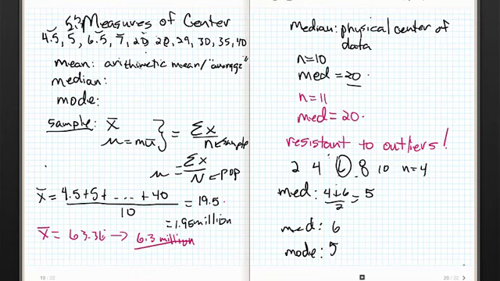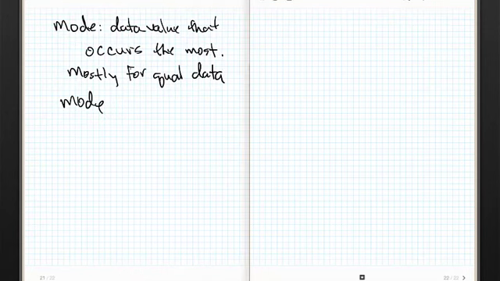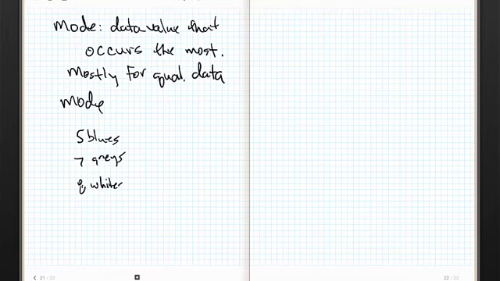So what we use the mode for is qualitative data. For example, let's say that I took a poll of the color of shirts in a classroom. Notice that's qualitative, not quantitative. And you had 5 blues, 7 grays, 8 whites, and of course 3 pinks, one of which I may be wearing.